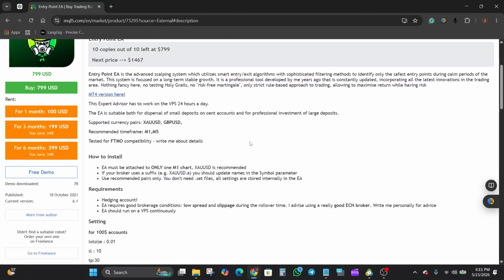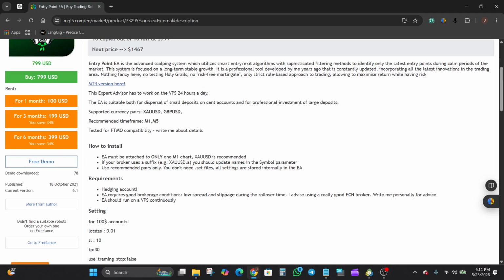Now, looking at the practical side of usage, the EA is recommended for XAU USD and GBP USD, and the suggested time frames are M1 and M5. So already we can see that this is designed for lower time frame execution, which usually means more frequent decision making and tighter market sensitivity.